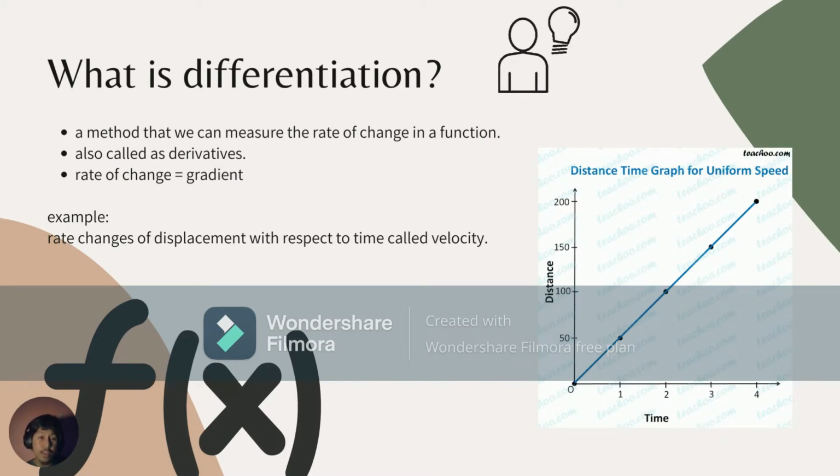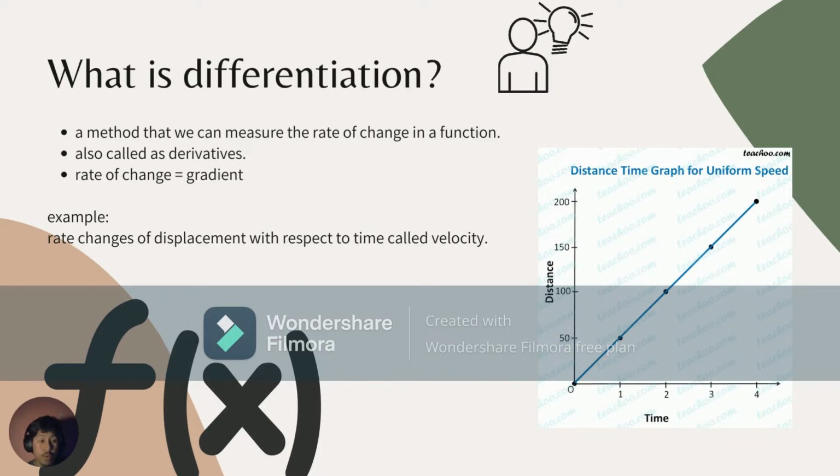So what is differentiation? From my research, differentiation is a method or a process that we can use to measure the rates of change of some quantity with respect to another quantity in a function. This rate we get from differentiation is also called the derivative.